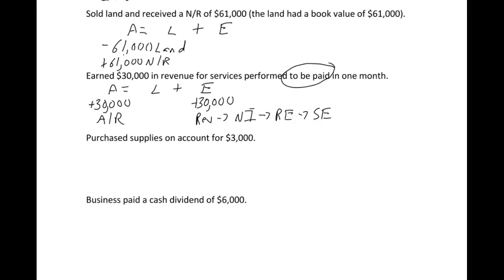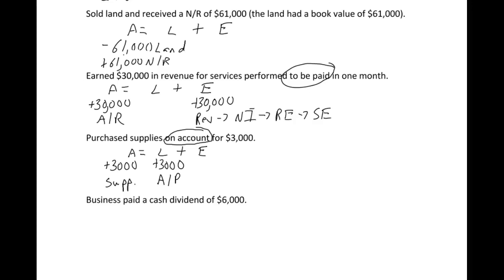Next one, purchase supplies on account for 3,000. Look for the keywords, on account. We are buying supplies, but we're not paying for it now. We're going to pay for it later. When we look at our accounting equation, supplies are an asset, so we'll increase our assets by 3,000, and that account is called supplies. If we paid cash, we would just have a decrease of 3,000 for cash, but we haven't paid for it yet. So we're going to increase our liabilities because we now owe $3,000, and we call that accounts payable.